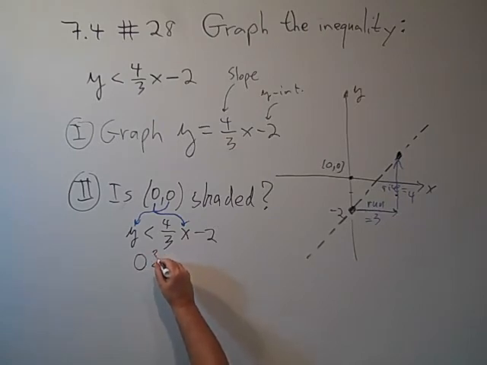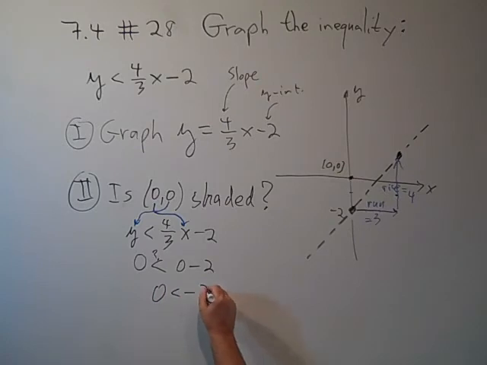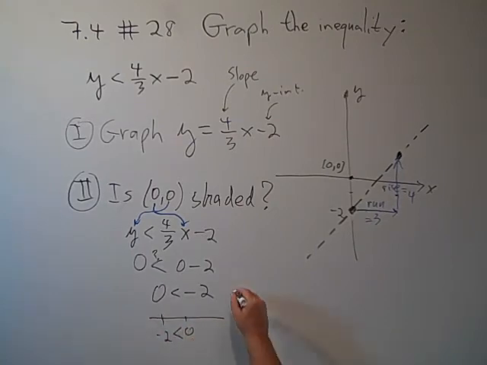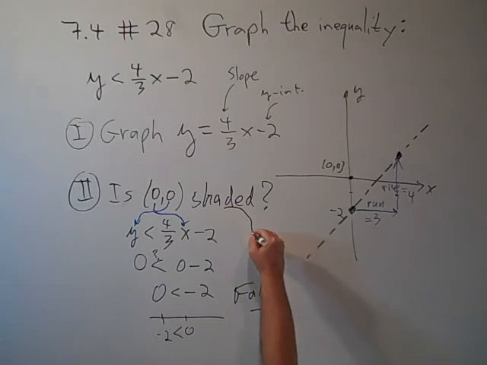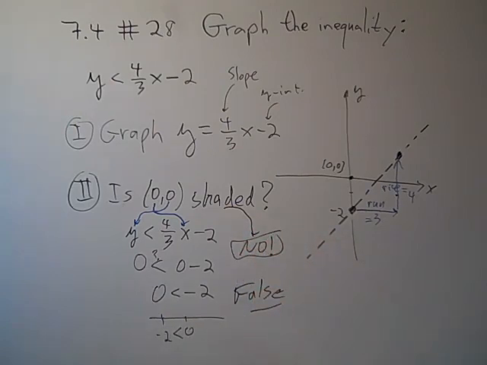We wonder, is 0 less than 0 minus 2? Is 0 less than -2? No, that's not true. There's 0, there's -2. 0 is bigger, not -2. So this is false, which means the answer to our question here is no. So the origin is not shaded, it must be the opposite side.